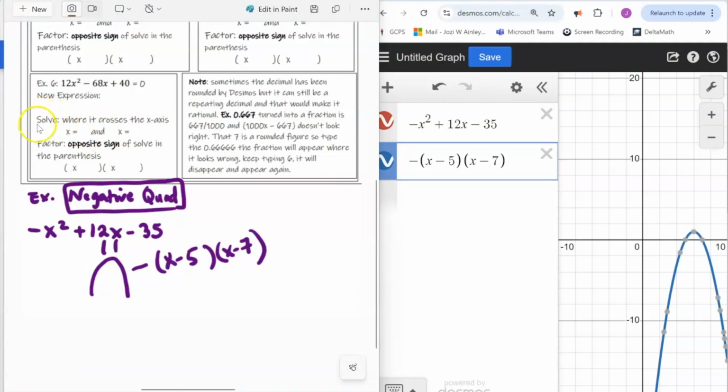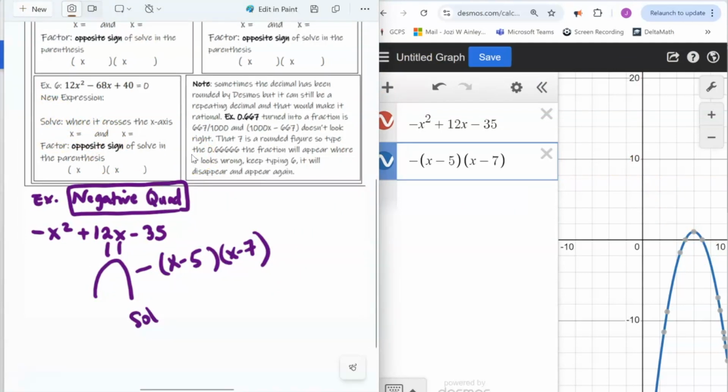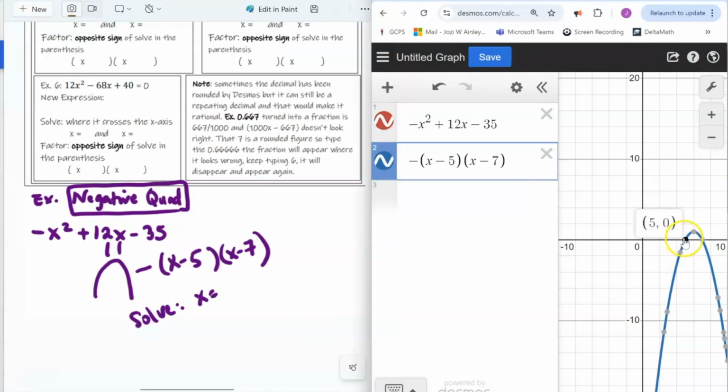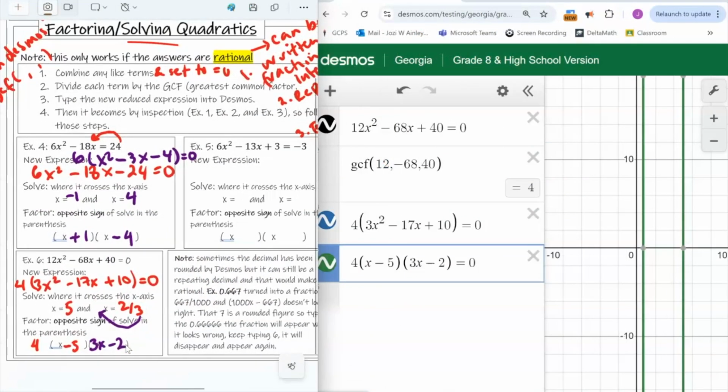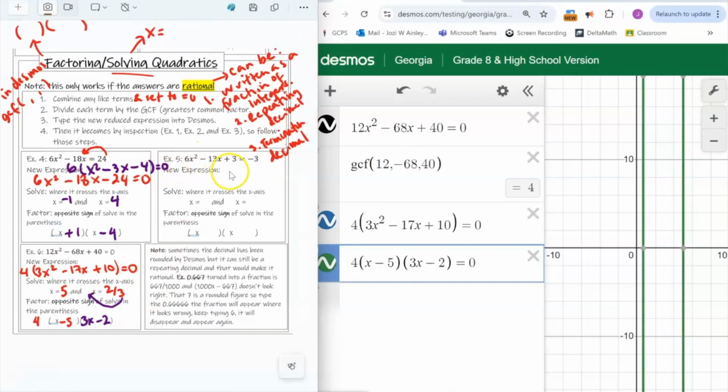And then when it says if the question was solved, that would not change. So for the solved question, it would still be x is equal to the intercepts, which is 5 and 7. So x is equal to 5 and x is equal to 7. So that doesn't change. The only thing that changes is the factored form writing. And that's all the work that there is to it. So please go ahead and do example 5.